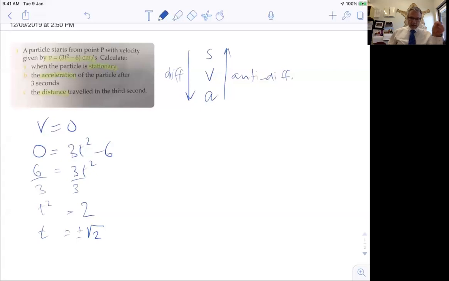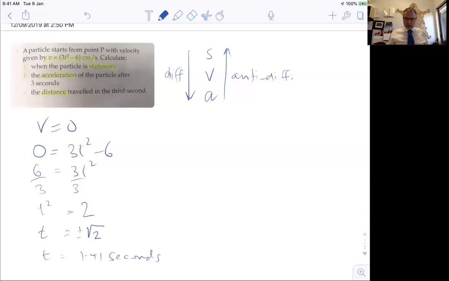Now remember, the particle starts from point P, so the situation is really from time equals 0, so we're not going to include the negative. Therefore t is equal to 1.41 seconds, which is the square root of 2. So that's when the particle is stationary, after 1.41 seconds. So let's look at B.